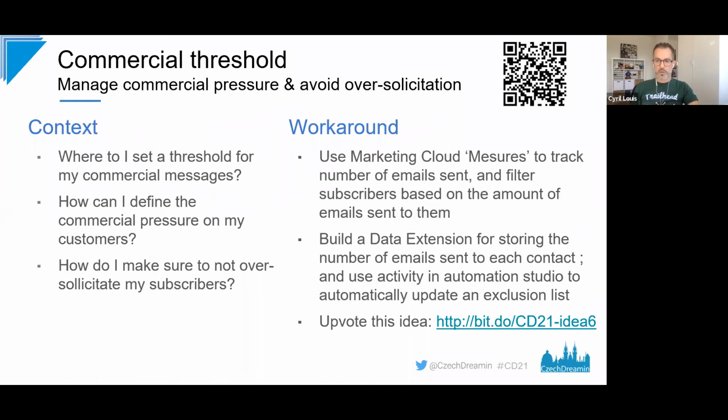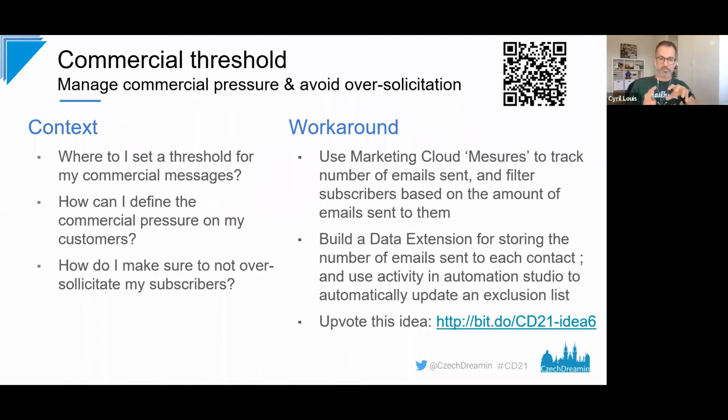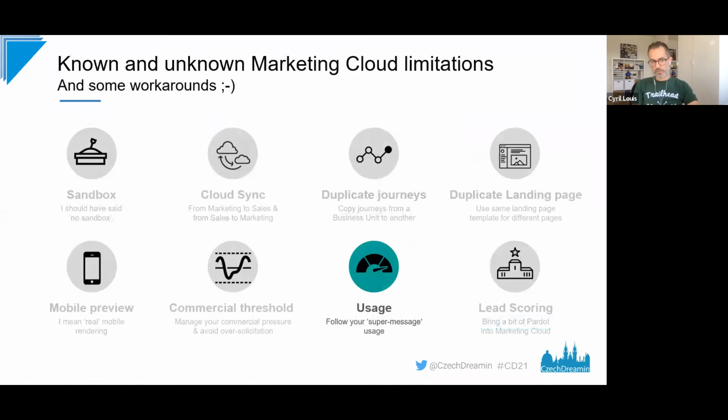Maybe use what we call a Marketing Cloud measure. You will increase this counter and use it as a filter, or you can use data extensions to automatically update an exclusion list, not to over-solicit your subscriber base. And talking about every solicitation you will send to your customer, you will consume your Super Messages.